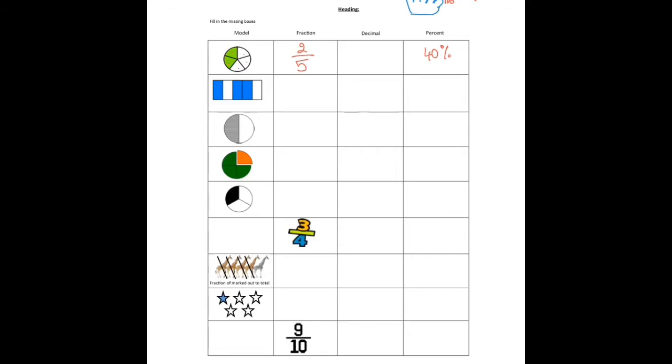Remember, I showed you how to convert from the percent to decimal. You're going to move your decimal 2 places to the left. So from 40% you convert to decimal, it will be 0.4 by moving the decimal.